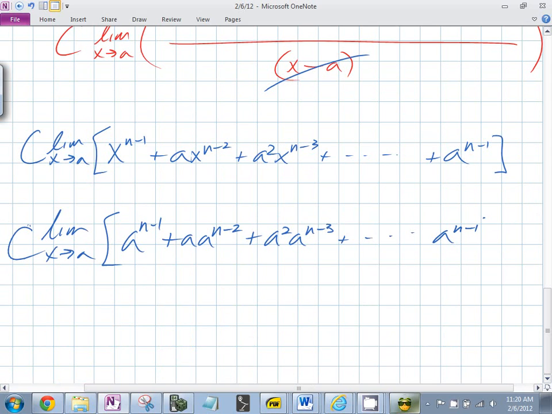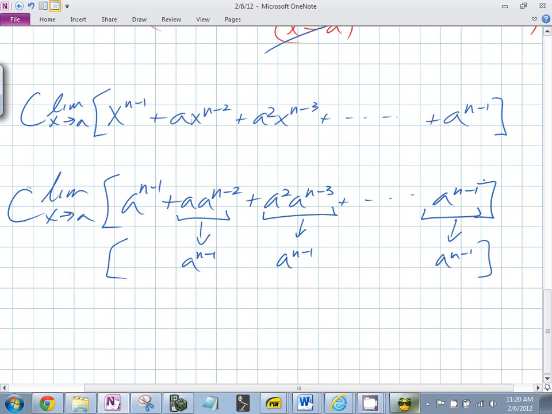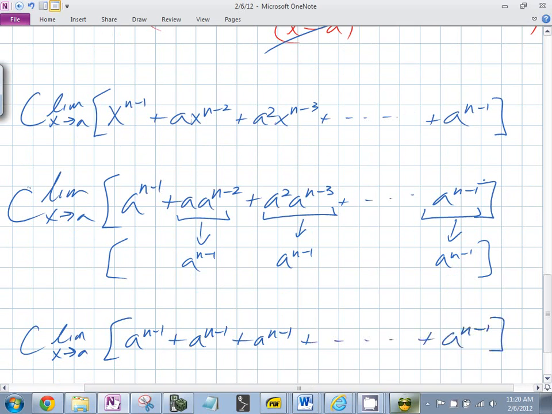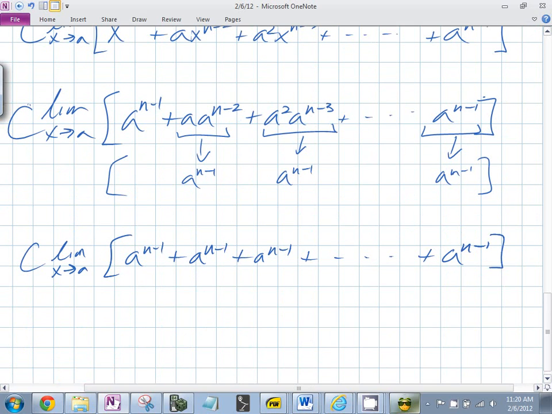A to the n minus 1. What's that simplified to? N minus 1. And this simplifies to a to the n minus 1. So all of these, just so you understand what's going on here, we now have c times the limit as x goes to a of a to the n minus 1 plus a to the n minus 1 plus a to the n minus 1 plus, what's at the end? The big question now is how many of these a to the n minus 1s do we have? As many terms as you have. There are n of them, exactly.